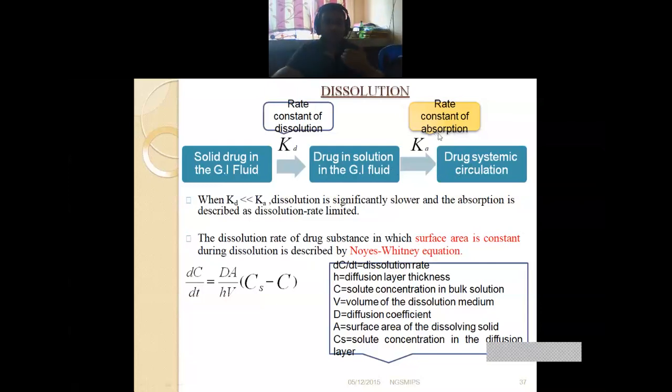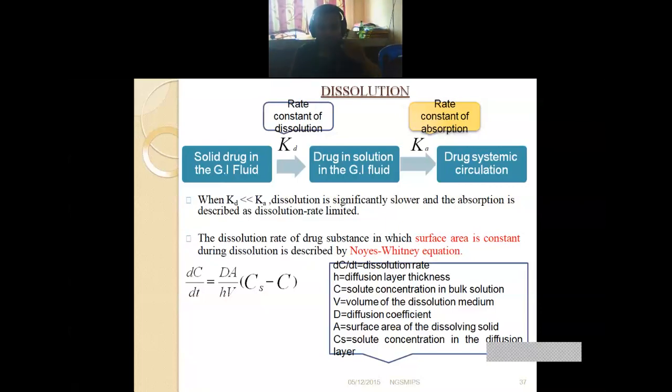When the rate constant of absorption is greater than the rate constant of dissolution, then dissolution is significantly slower and the absorption is described as dissolution rate limited. That means the rate constant of dissolution is very much slower than the rate constant of absorption, so we can conclude that the rate of dissolution is very slow. Okay.